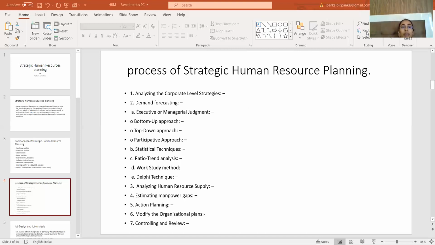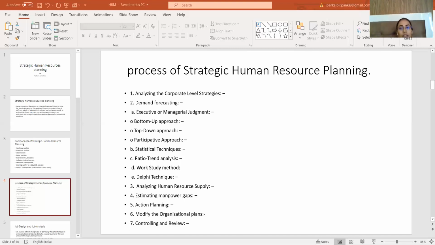And the last step is controlling and review. So after the action plan is prepared and implemented, the human resource structure and process should be controlled and reviewed with a view to keep them in accordance with the action plan. So at the end, you need to look back and see at what step there was a mistake or a deficiency, and to correct that deficiency.